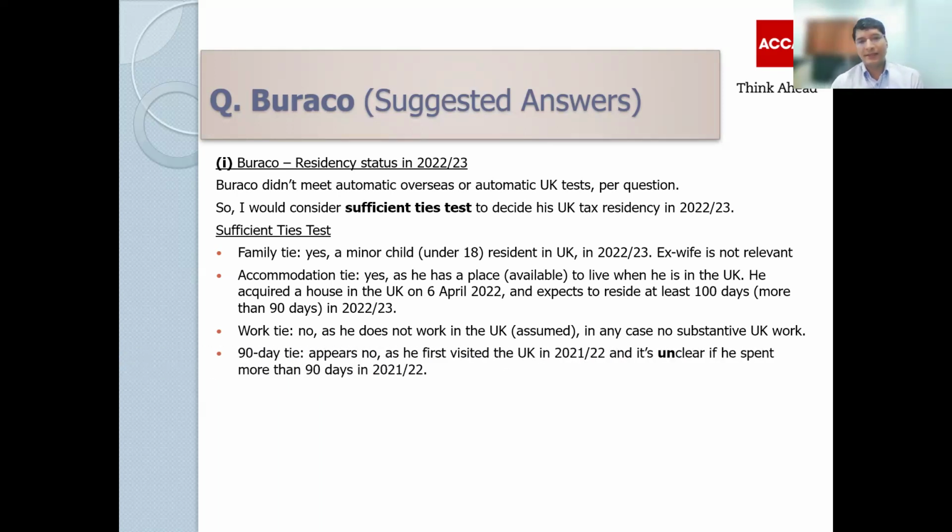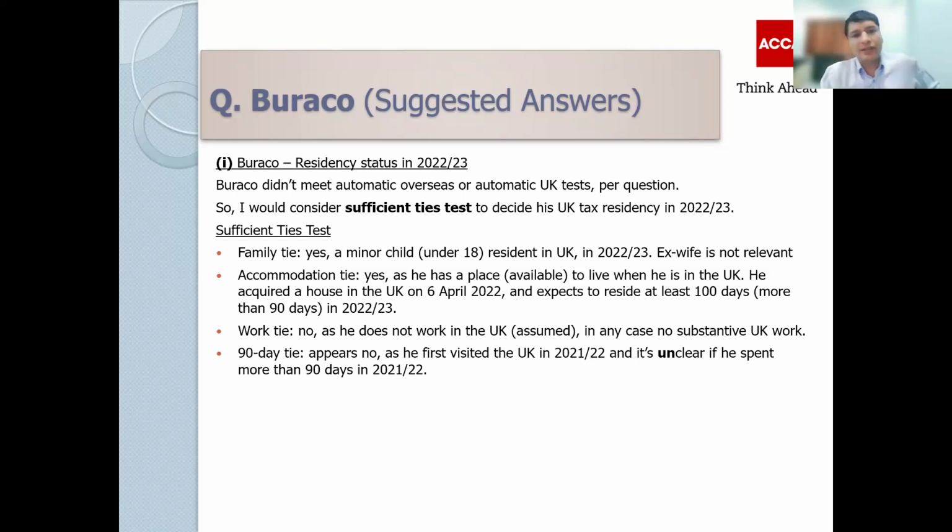And the fourth is the 90-day tie. Here I've said appears no, because it's not clear. Remember, this 90-day tie will only apply if someone has been resident in the UK in one of the previous 3 tax years. In this case, 21-22 is the first tax year he visited. And it's not clear how many days he spent. And it's certainly not clear whether he spent 90 days or not. Therefore, the answer is no.